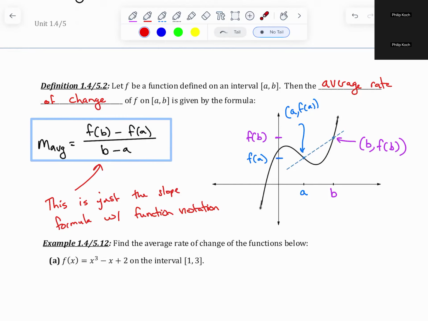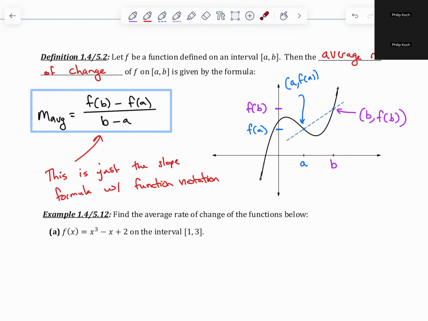Are there any questions on that? We call this line right here the secant line, and the average rate of change is the slope of that line. So that's all this is. Like in this case, this is your x sub 1, y sub 1. And this is your x sub 2, y sub 2. That's all it is.